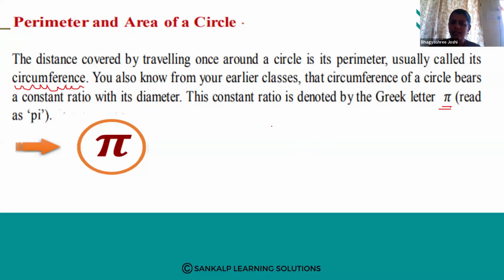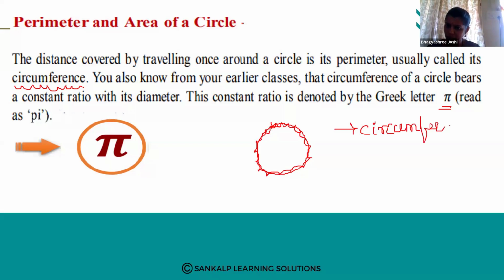This is pi. See, this is a circle. What do you mean by circumference of the circle? If you travel once around a circle, in other words, it is the length of the outer boundary. The length of the outer boundary is called the circumference of the circle. And remember, the formula to calculate the circumference of the circle is 2 pi r.